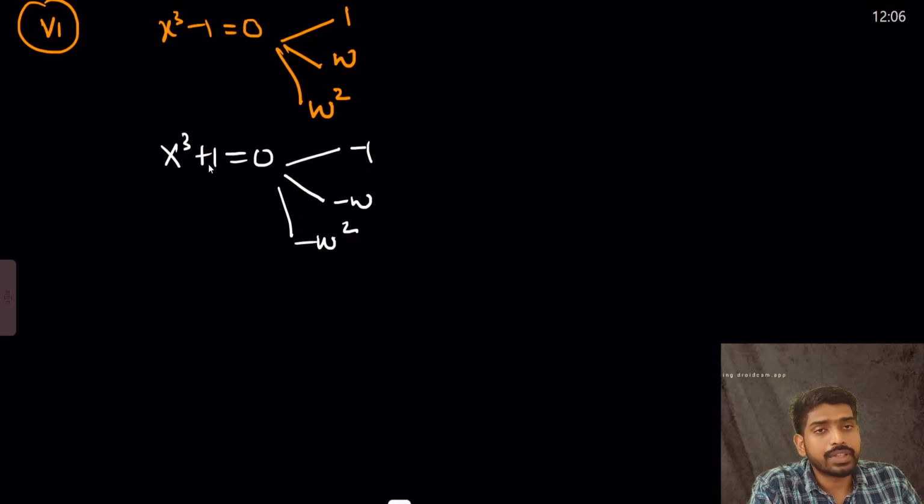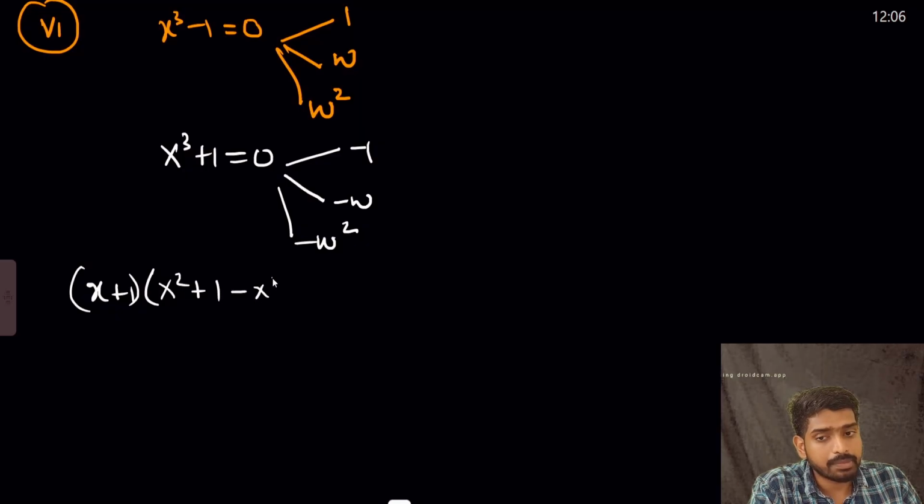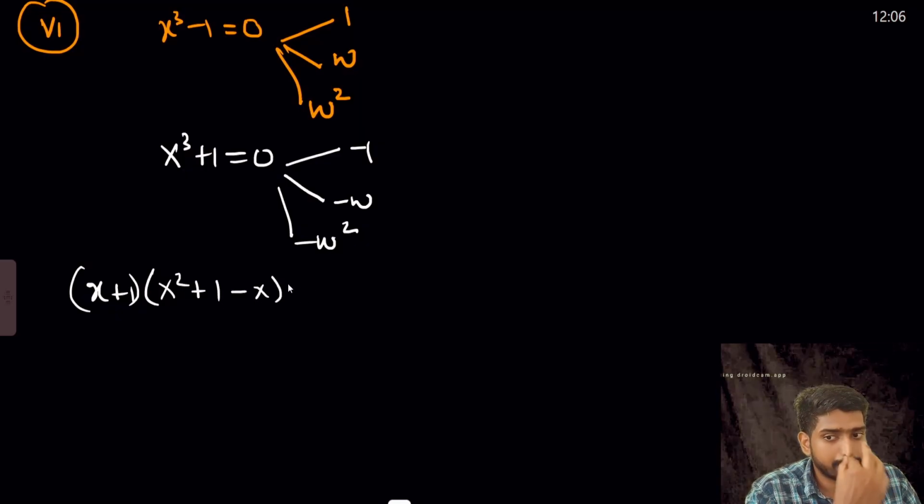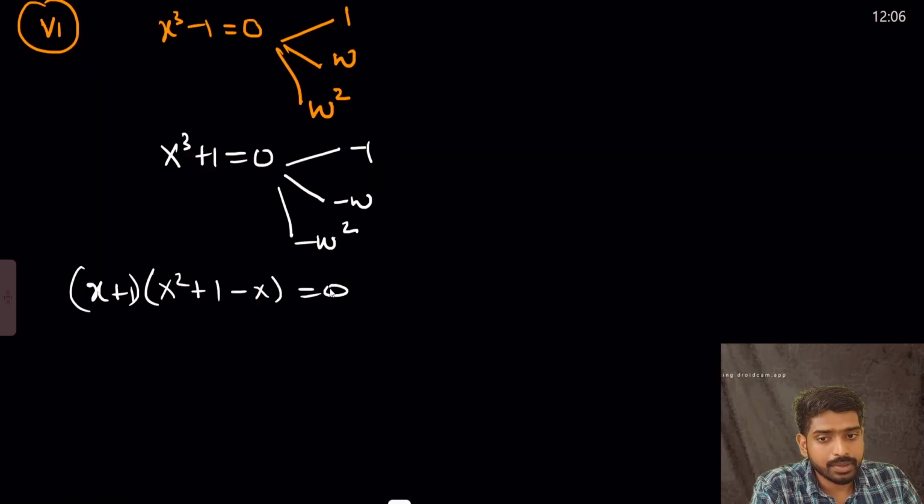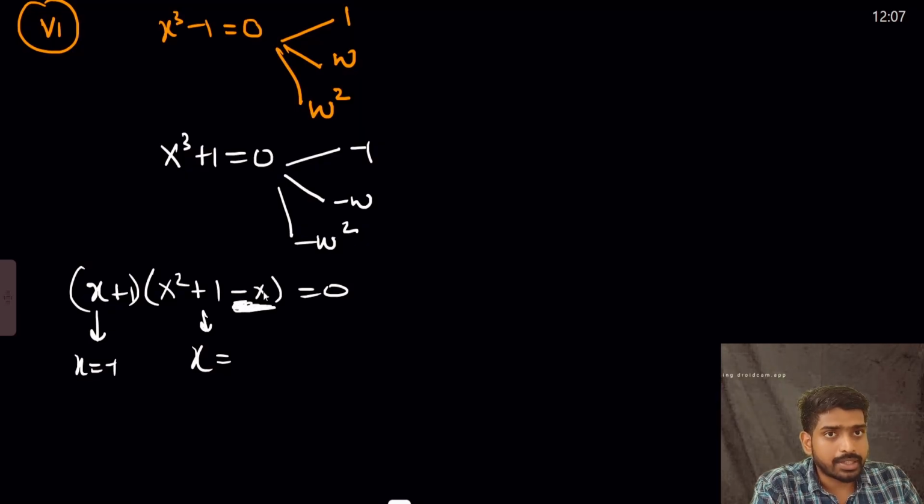We can apply the formula of a cube plus b cube. What is a cube plus b cube? It is (a plus b)(a square plus b square minus ab). From here we'll get one root as x equals minus 1. Now we'll solve the other part. From here we'll get x value as minus b plus or minus root of b square minus 4ac, all divided by 2a. B is this one, B value is minus 1.